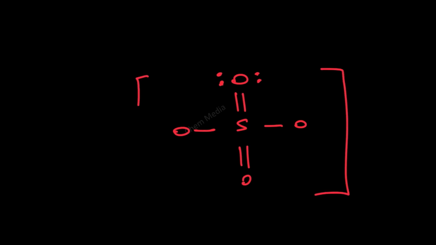And by the way, when we write Lewis structure of cations and anions, we put the square bracket and write down the net charge outside the square bracket, SO4 2-. So this is the best Lewis structure for SO4 2-.